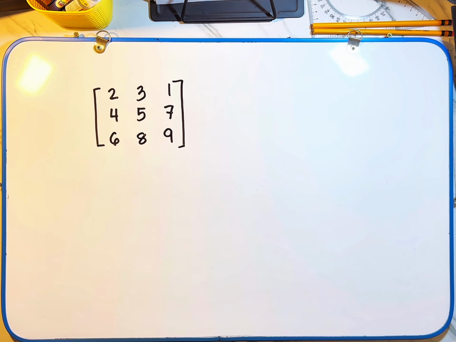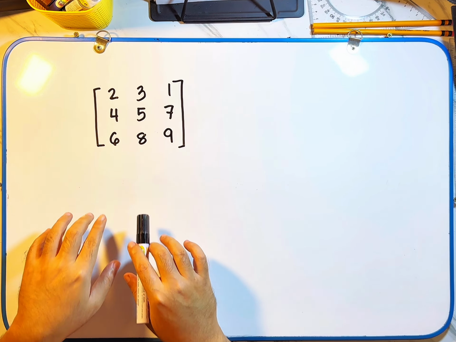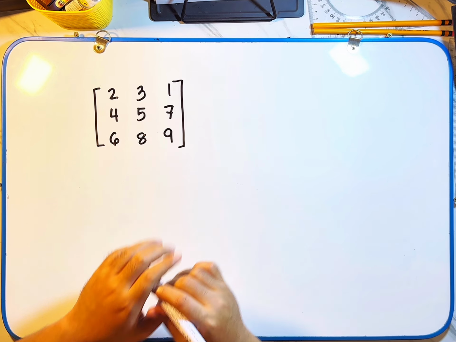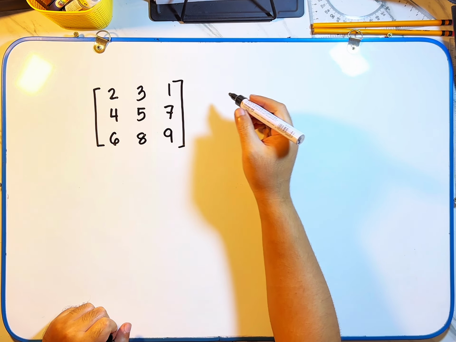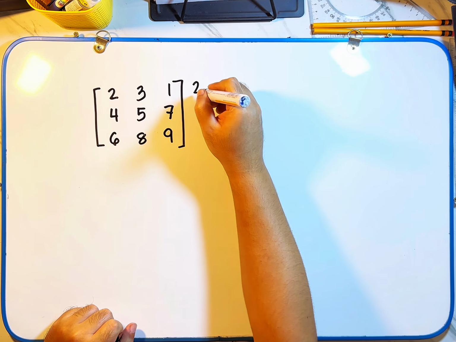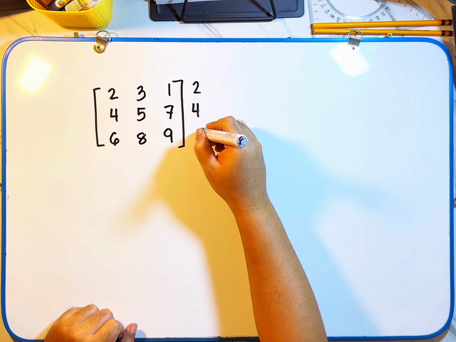All right, so this is our 3 by 3 matrix again, and we have to solve for the determinant. You know the first step, which is copying the first two columns outside to the right. The elements of the first column are 2, 4, 6. For the second column, we have 3, 5, 8. And now we can proceed to the basket method. First, multiply diagonally downwards.